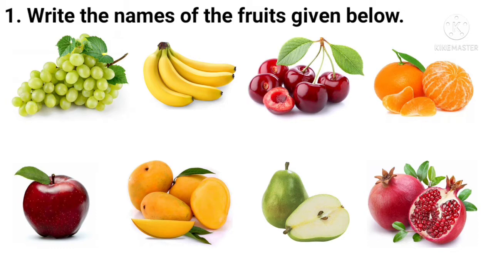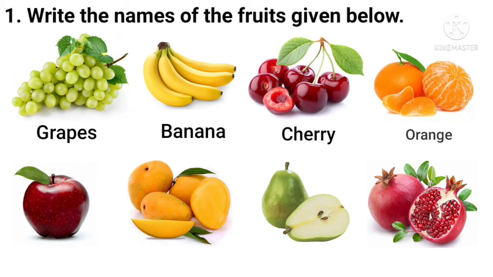What is the first picture? Yes, it's grapes. And the second picture is banana. The third one is cherry. Next, it's orange. And the fifth picture is apple.